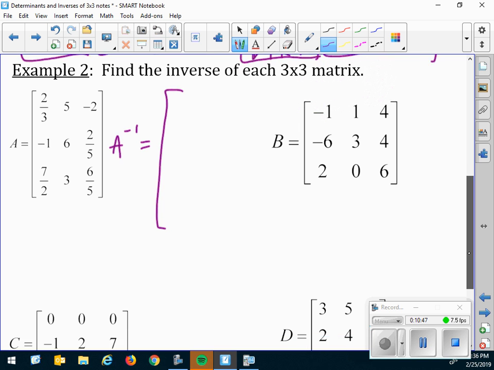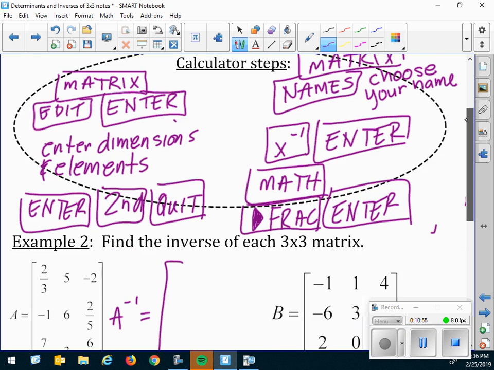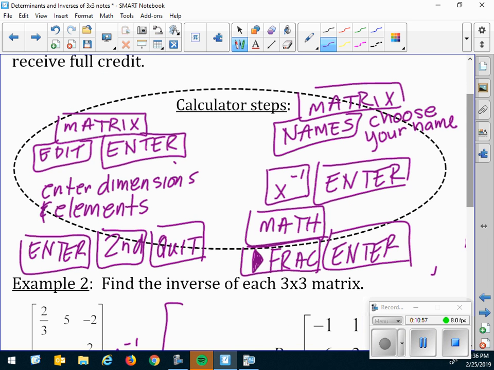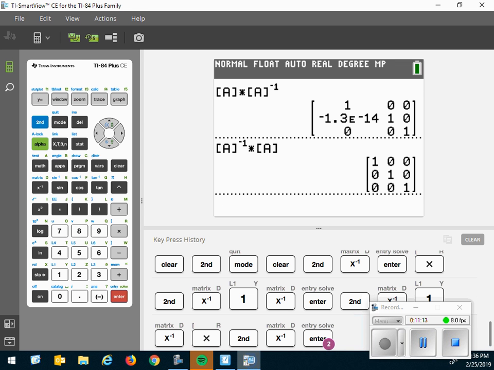Now here's what I want us to do. Let's do B, and I want you to follow those notes, those steps. And if there's a step where you say, ooh, I'm not supposed to do it that way, then let me know and we'll clean it up. We're going to do the inverse of matrix B, so I want you to name this one matrix B. So let's go. Go to your calculator. Use your steps and make sure that these steps work.